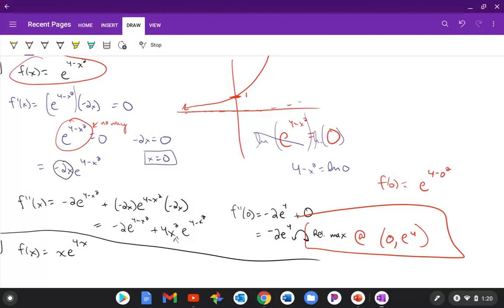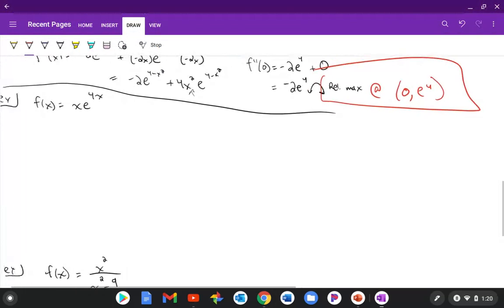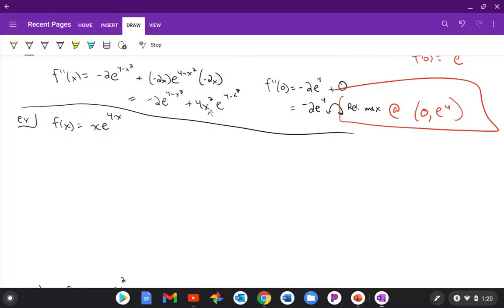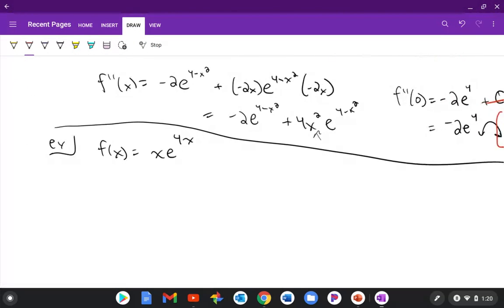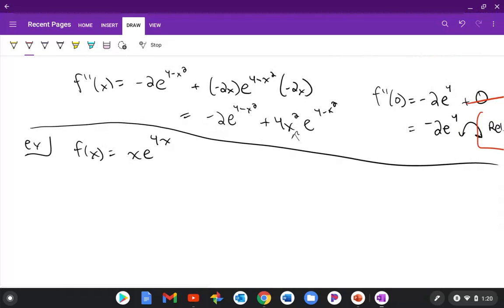All right, a couple quick more ones here, just to show you a little bit more what's happening. Do another one of these e ones. This one starts with the product rule.